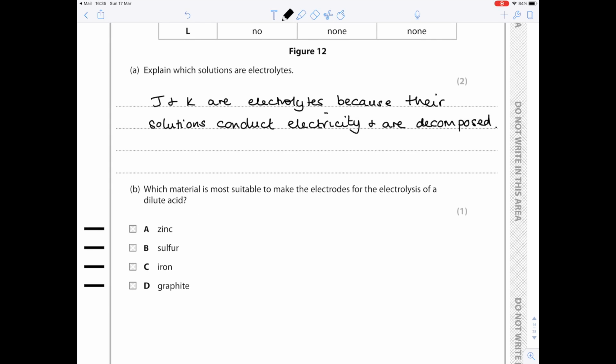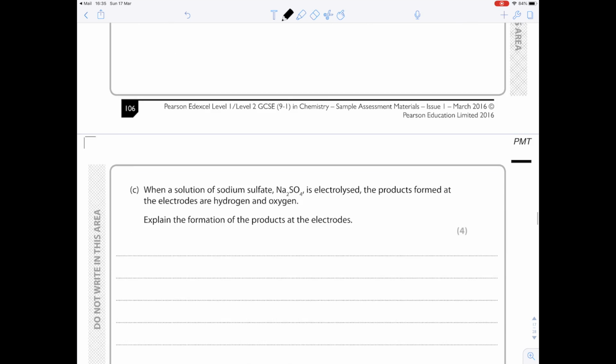Which material is most suitable to make the electrodes for the electrolysis of our dilute acid? Remember, you want an unreactive or inert substance, and we tend to use graphite or metals like platinum. Have a look down this list and you can see that graphite is one of the options, so I'm going to cross that one there.